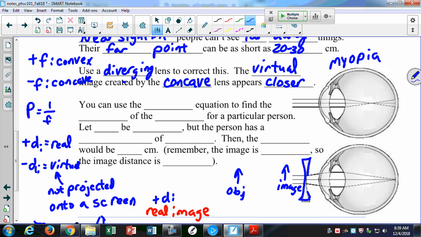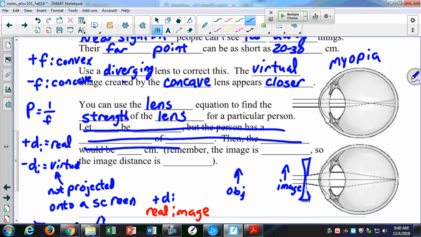Okay, so you can use the lens equation to find the strength of the lens for a particular person. We're going to skip this part. I really am going to erase it. All right? Just know what strength is, that if I know the focal length, then we can find the power, the strength of the lens.